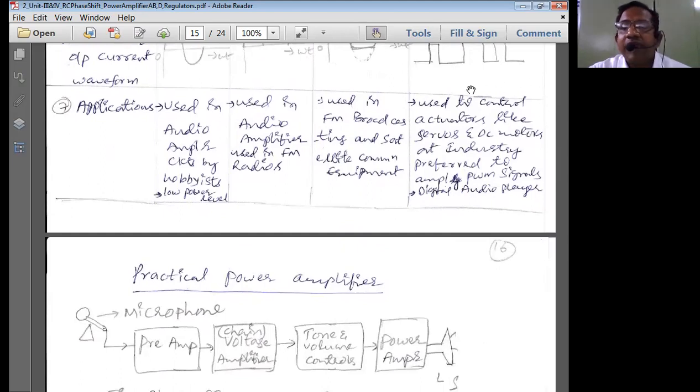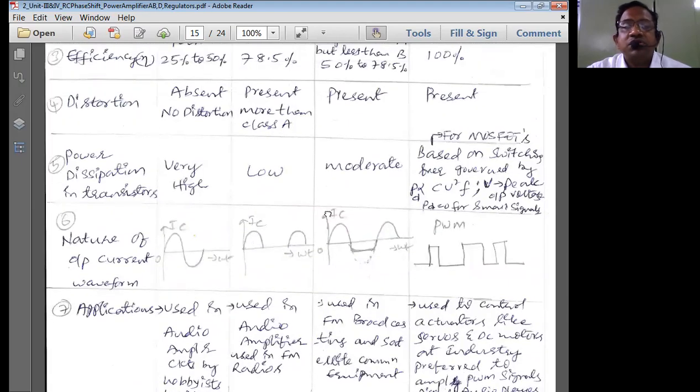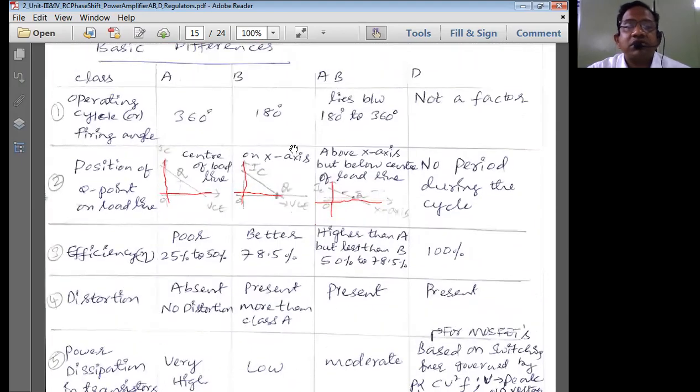And the application of class D, as I said, is normally used in industry to control actuators like servo motors, DC motors or tacho motors. It amplifies the PWM signals, and is also normally used in digital audio player circuits. So this is the comparison of the various types of power amplifiers that we have in the syllabus.